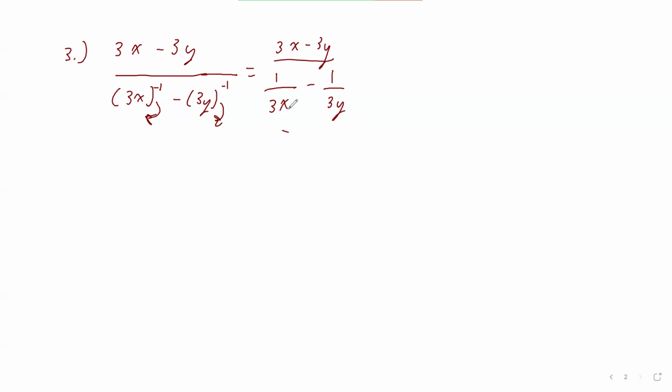So I notice this has an x, this has a y, so I need to multiply this one by a y and multiply this one by x. But of course, if I do that on the bottom, I must do that to the top. So this gives me y minus x over 3xy. I can put it in alphabetical order. Now I can keep, change, flip.